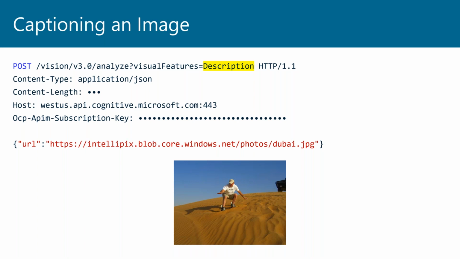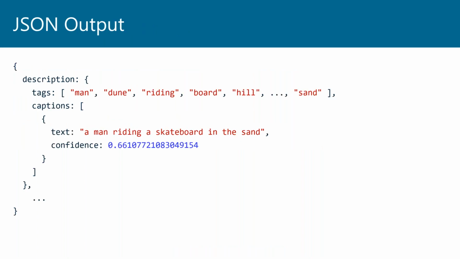But that's not all you can do with the computer vision API. Here, I'm calling the same API, but this time I'm asking it to caption the image for me. As an example, I took this photo of me a few years ago sandboarding in Dubai, and I submitted it to the computer vision API this way. And what I got back was a bunch of JSON that contained a caption for the image: a man riding a skateboard in the sand.